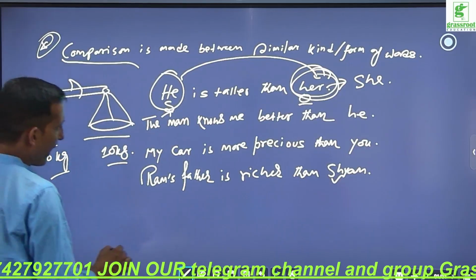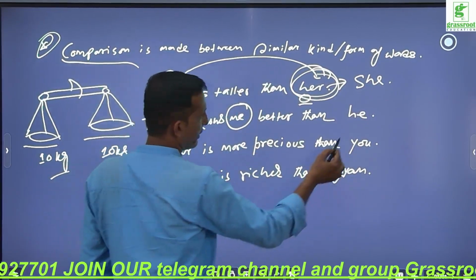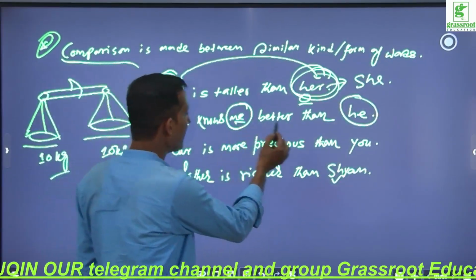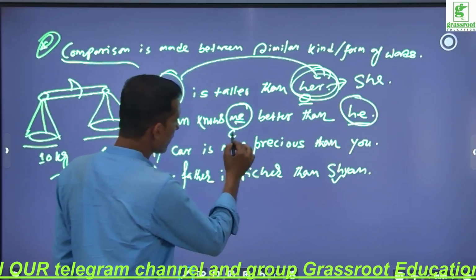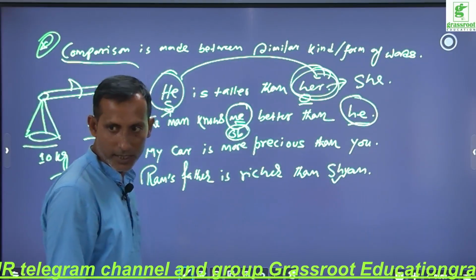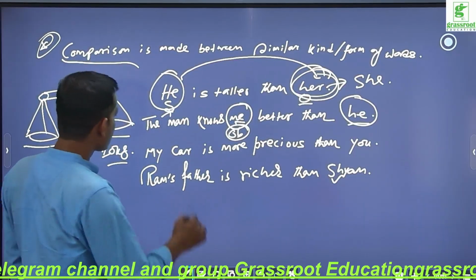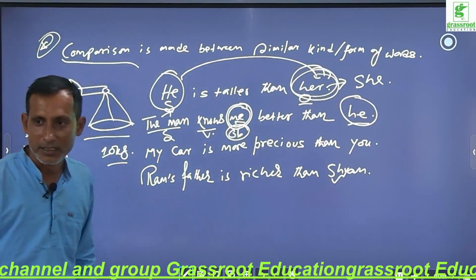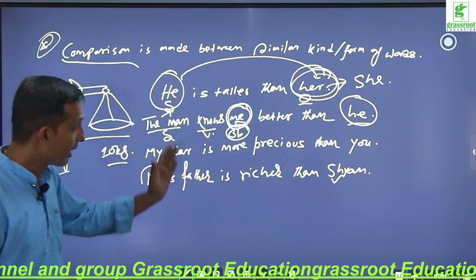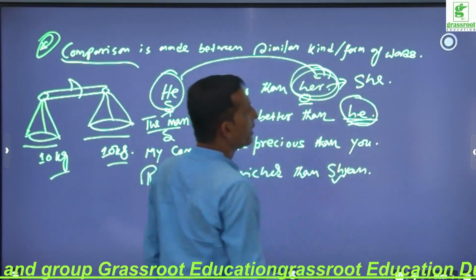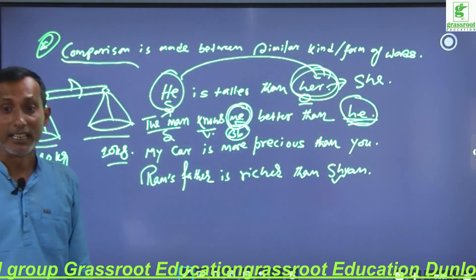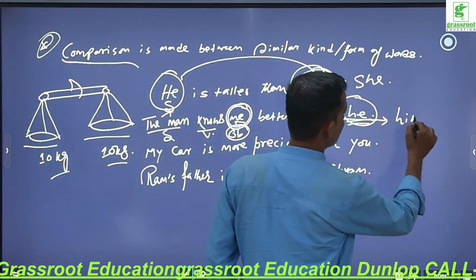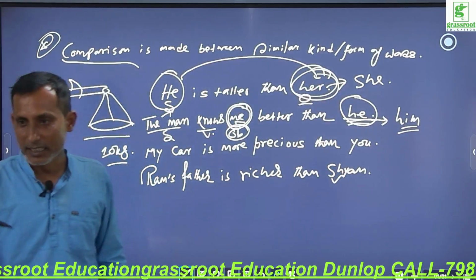Next, the man knows me better than he. Here comparison is made between me and he. Here me is in objective form, because the man is the subject, knows is the verb, and me is the object. So me is in objective form, but it is compared with the other pronoun, he, which is in subjective form. So we have to change it into objective, that is him. Is it clear or not?